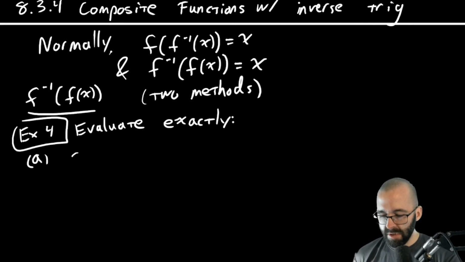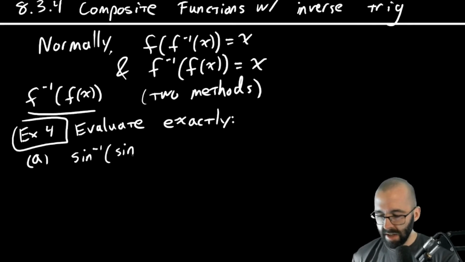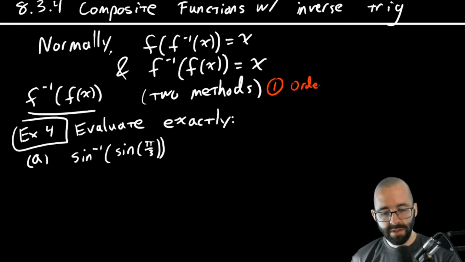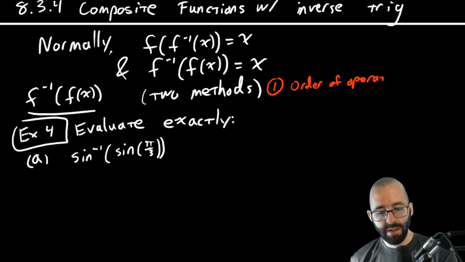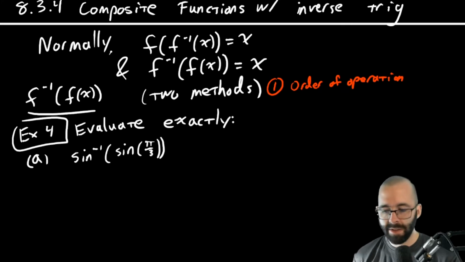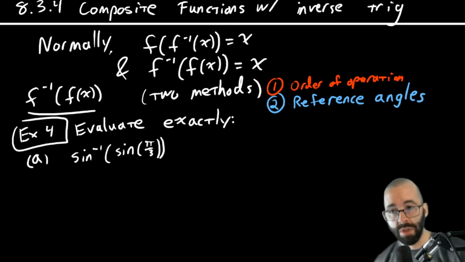Part A. The inverse sine of the sine of pi over 3. I mentioned there's two methods. I should comment on what they are. The first method is just going to be order of operations. Let's just evaluate what sine of pi over 3 is, and then take the arc sine like we did in the last video. The other method, which we'll denote in blue, is going to be using reference angles. So let's show both.